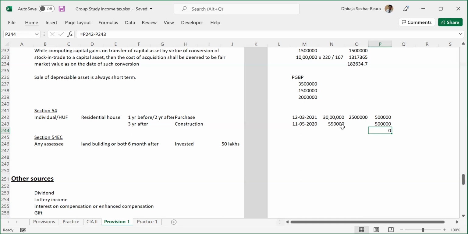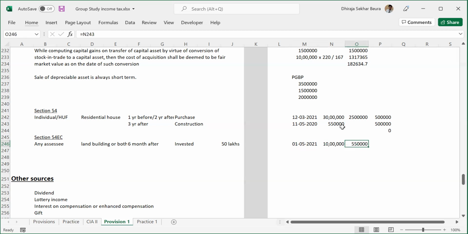Let's take an example here. We have taken the benefit of 5 lakhs, and our capital gain was 5 lakhs. The new property that we purchased for 5,50,000, going forward on 1st of May 2021, we sold it for 10 lakhs. We sold it for how much? 10 lakhs. The cost of acquisition for this was how much? 5,50,000, right?